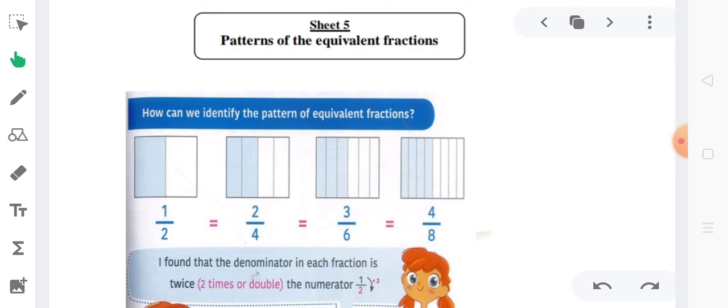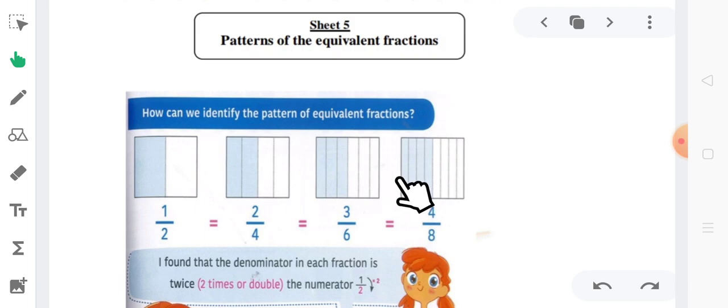Patterns of the equivalent fraction. Focus here. How can we identify the pattern of equivalent fraction? A half equals 2/4, 3/6, and 4/8. What happened to the numerator? Each time I will add 1 in the numerator part. 1 becomes 2, then 2 becomes 3.